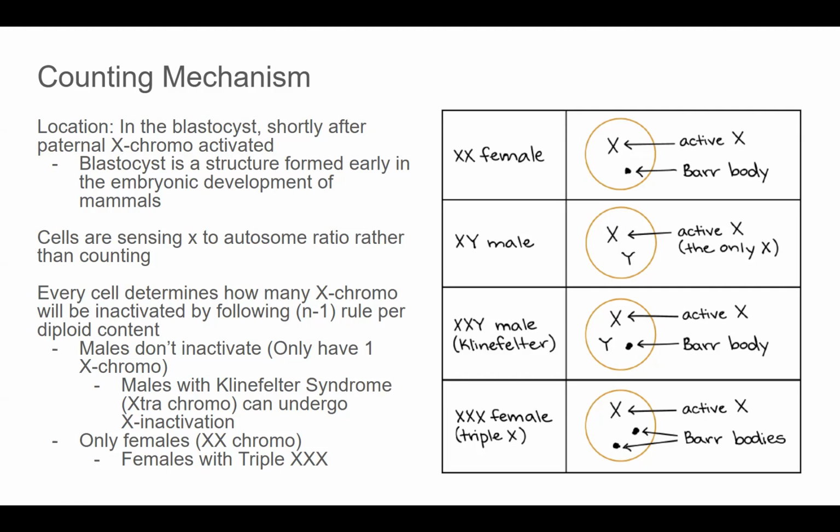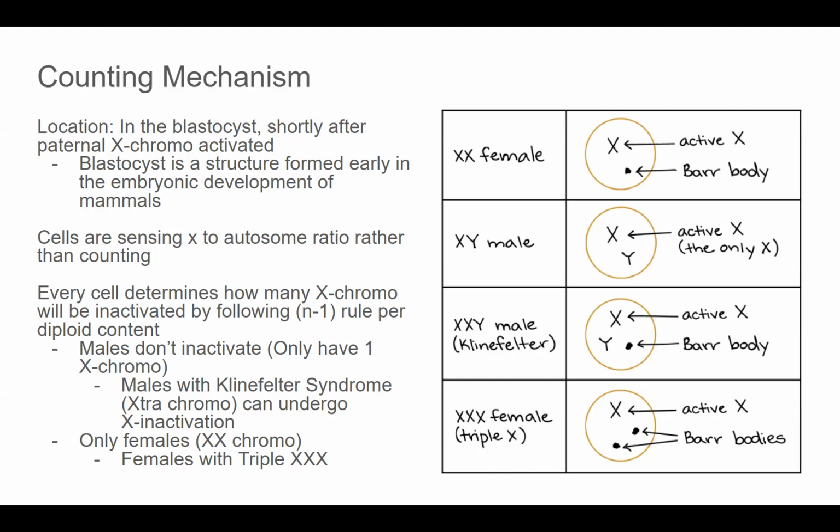So as we all know, males only have one X chromosome, so they aren't lucky and they don't get to inactivate an X chromosome. But there are exceptions to this, as we've learned in class with Klinefelter syndrome that gives males an extra X chromosome. And because of that, they are able to undergo X inactivation.